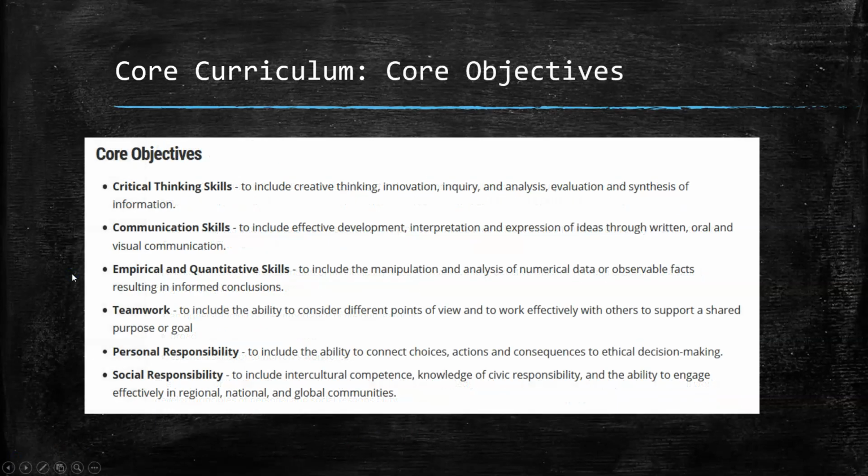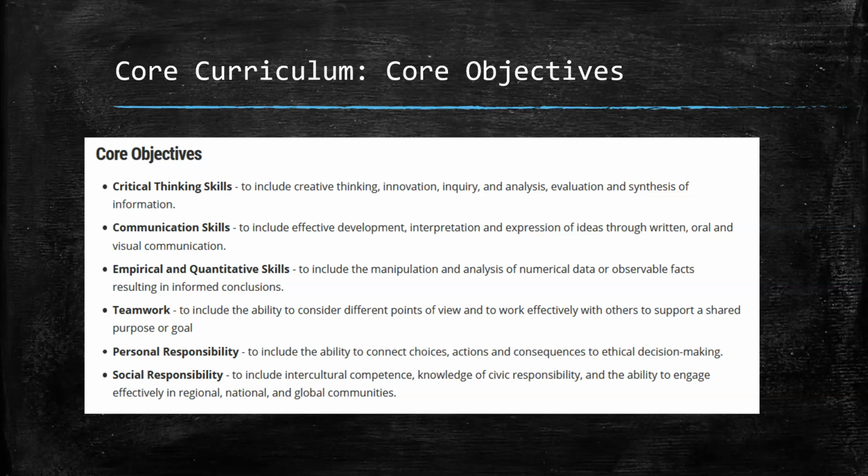Now, the core curriculum that we just talked about includes what are called core objectives. And objectives is a key word in education. What does that mean? Well, objectives mean that after you have completed your degree or particular courses, you will have developed these knowledge and skill sets. Essentially, it boils down to what you should know and be able to do, knowledge and skills.